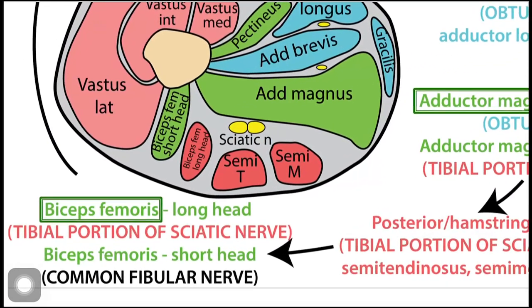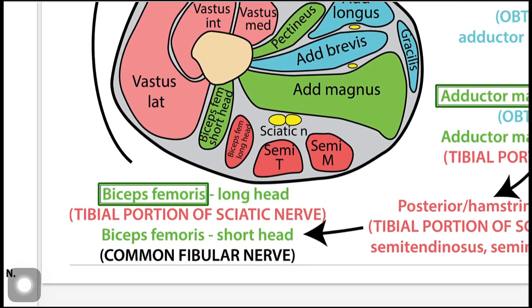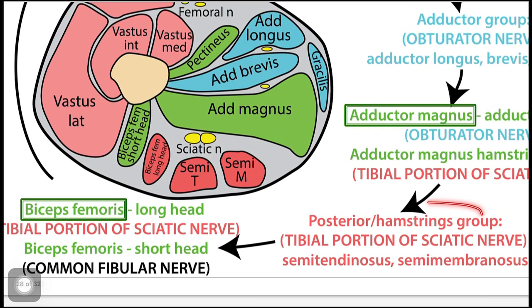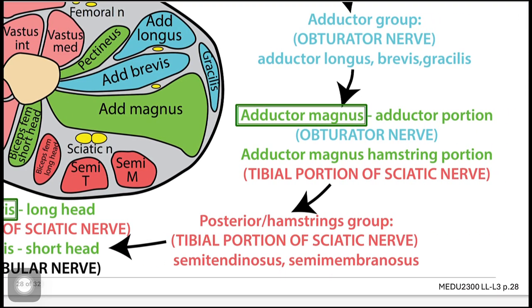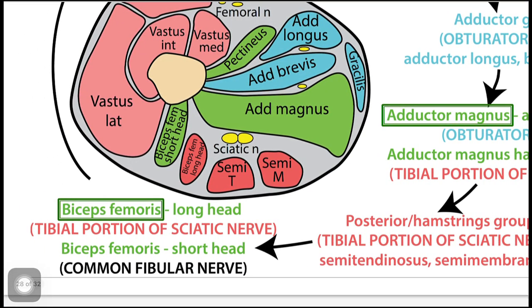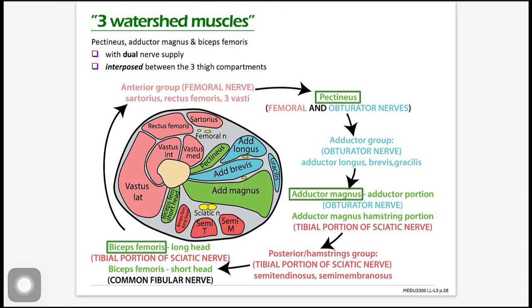And then we just mentioned the biceps femoris. The whole group of hamstring muscles, the semitendinosus, semimembranosus, and the long head of the biceps, are all supplied by the tibial portion of the sciatic nerve. Just one outlier here, which is the short head of the biceps. This one receives common fibular branches. So I hope this gives you some ideas.